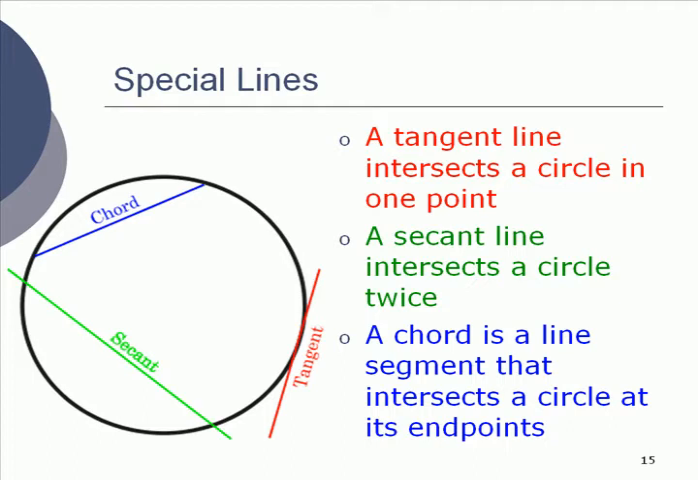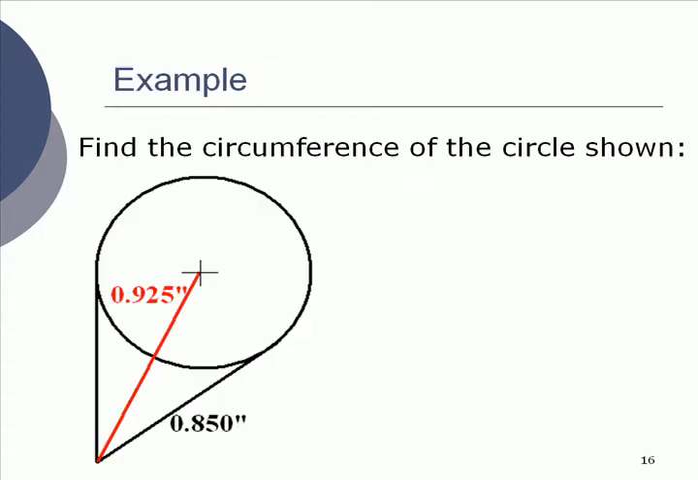Okay. Well, here's an example related to tangent lines. We've got a circle, and we got some point off the circle, and the distance from the center of the circle to that point off the circle is 0.925 inches. That point is on a tangent line that's 0.850 inches from the point of tangency where it contacts. We want to find the circumference of the circle.